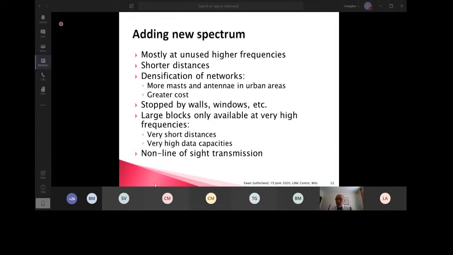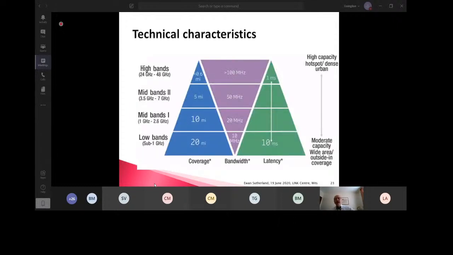But what they're looking for are large blocks of spectrum, so you can cope with these very, very high data volumes, so that you can handle high resolutions, ultra high definition television, short distances, very high capacities, and then we start to get into some fancy physics with non-line-of-sight transmission. So this just shows you the technical characteristics. At the high frequencies, you get very little coverage.